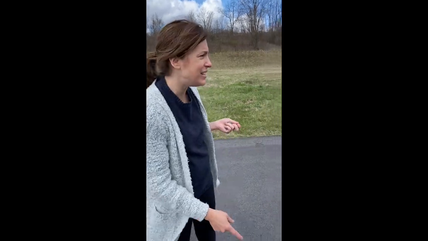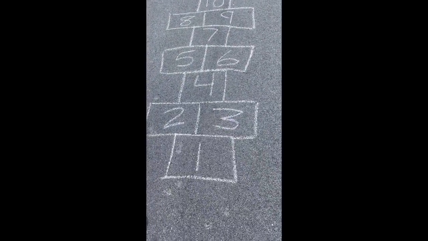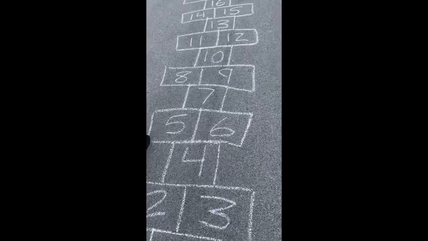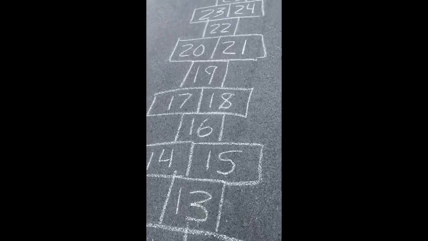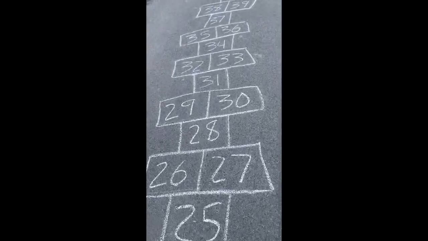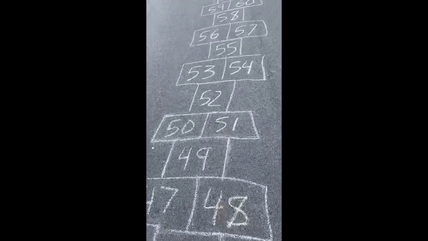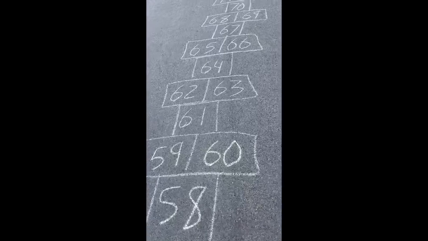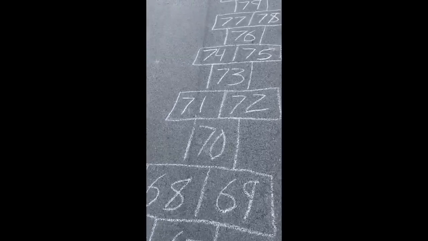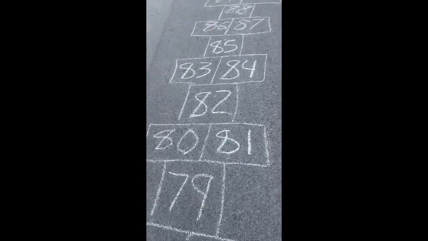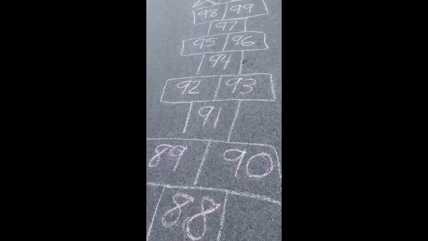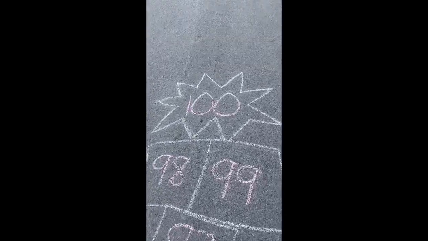I made a hopscotch board all the way to 100. Take a look. Walk with me as we go down. Starts here and it just keeps going and going. We're only at 50 and we're now at 60s, and now we're at 70s, and now we're at 80s, and now we're at 90s, all the way to 100.